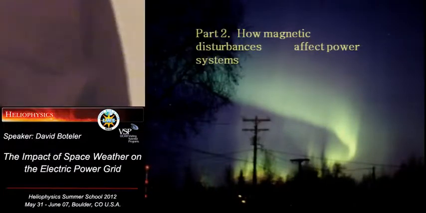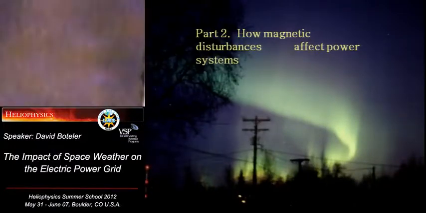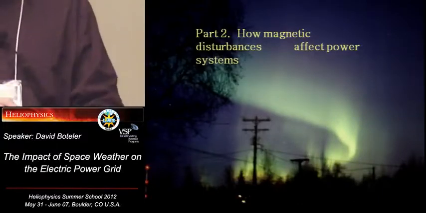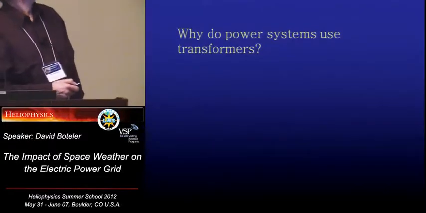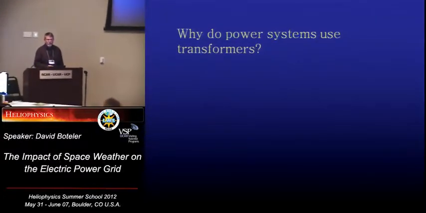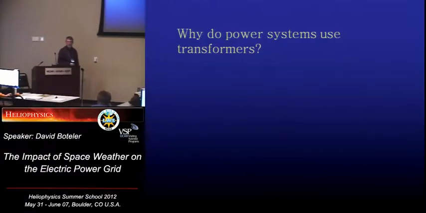Right, so the key thing now that I'm going to spend most of the time talking about is how magnetic disturbances affect power systems. But first off, I thought I'd quiz you a little bit. Basic question: why do power systems use transformers in the first place? Why not connect straight from the generation through to the plug-in?